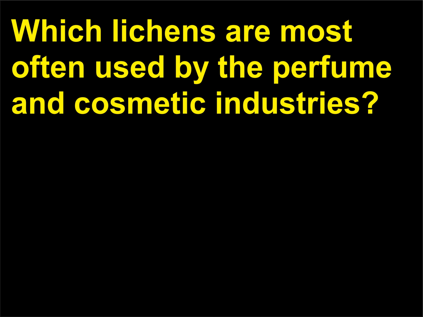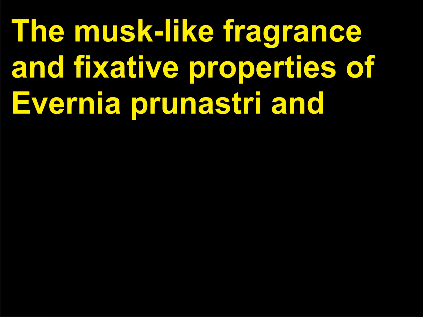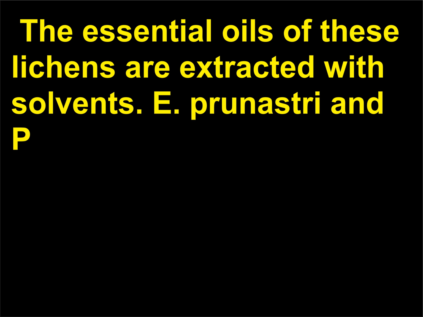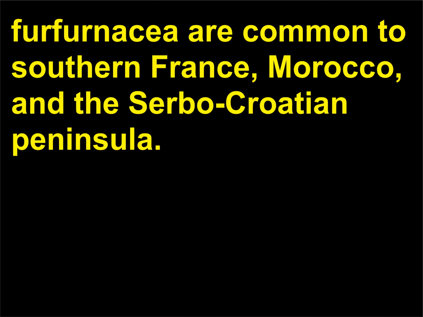Which lichens are most often used by the perfume and cosmetic industries? The musk-like fragrance and fixative properties of Evernia prunastri and Pseudevernia furfuracea make them popular components for perfumes and cosmetics. The essential oils of these lichens are extracted with solvents. E. prunastri and P. furfuracea are common to southern France, Morocco, and the Serbo-Croatian peninsula.